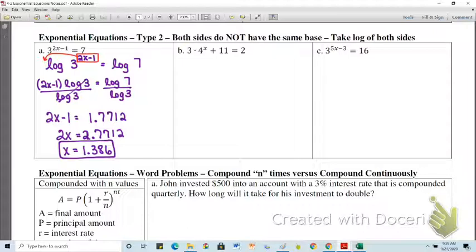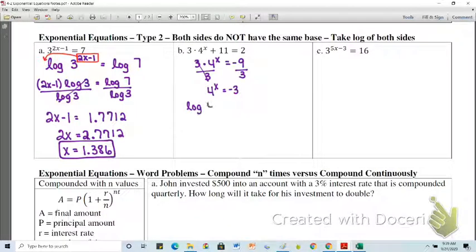If we look at B, B is not isolated yet. I need to get the 4 to the x all by itself and everything else to the other side. So first thing I need to do is subtract 11. Now I'm going to divide by 3. And now I need to take the log of both sides.